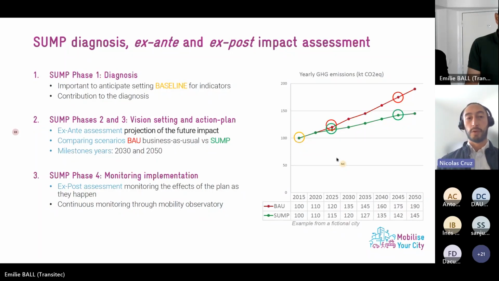And then for phase 4, there's a need to do an ex post assessment, so to actually verify if the scenarios were accomplished or not, or to what extent.